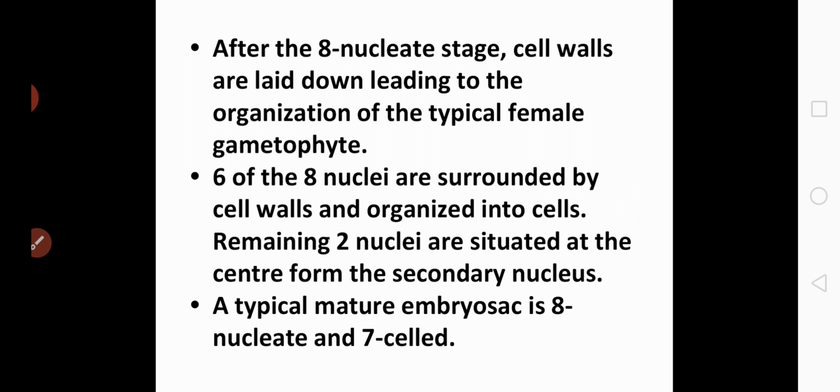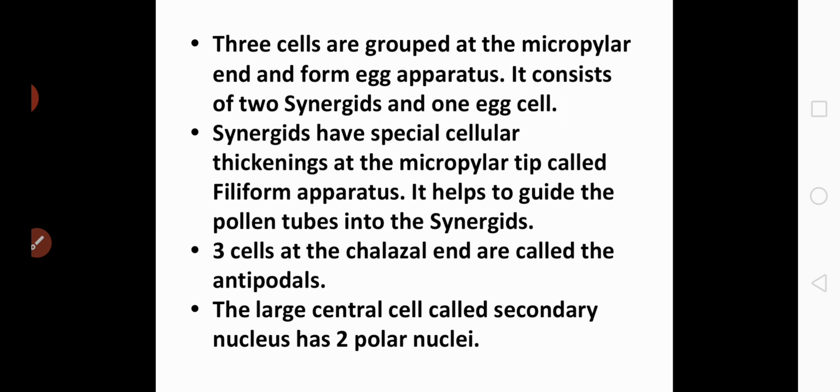6 of the 8 nuclei are surrounded by cell walls and are organized into cells. And the remaining 2 nuclei are situated at the center and form the secondary nucleus. A typical mature embryo sac is 8 nucleate and 7 celled. Is that clear? 3 cells are grouped at the micropylar end and form the egg apparatus. And this egg apparatus consists of 2 synergids and 1 egg cell.